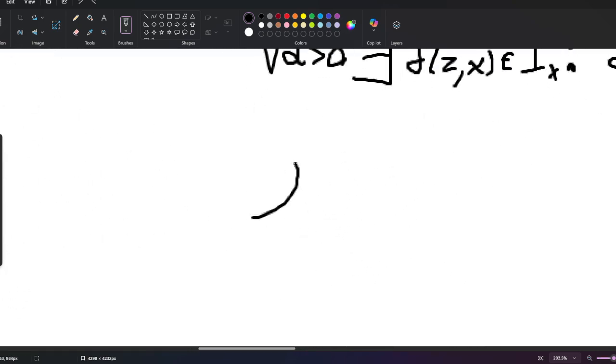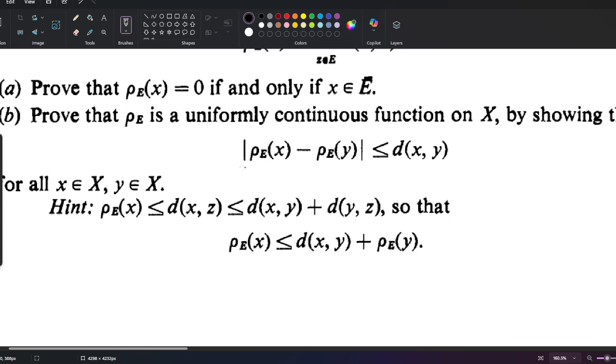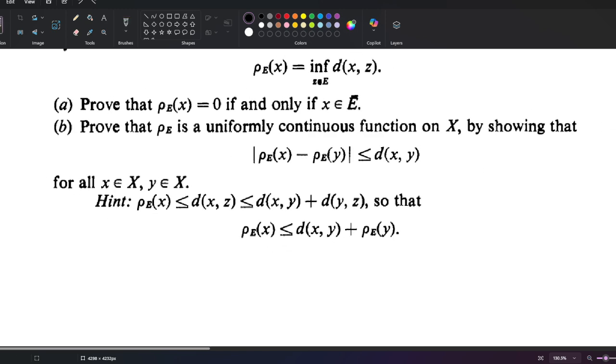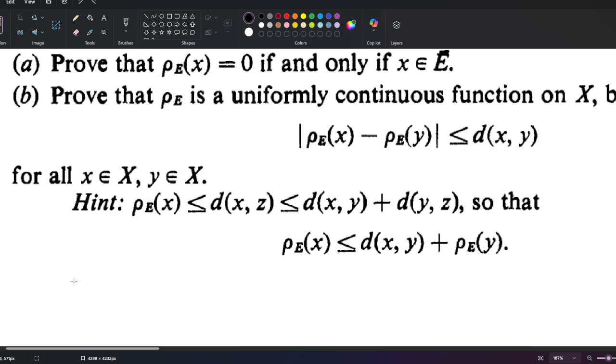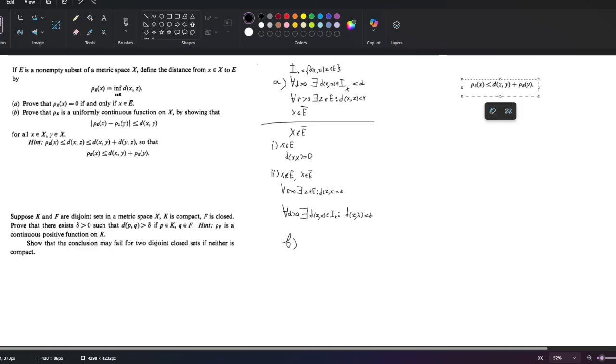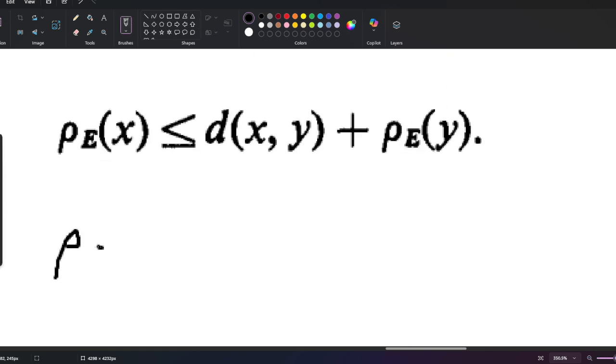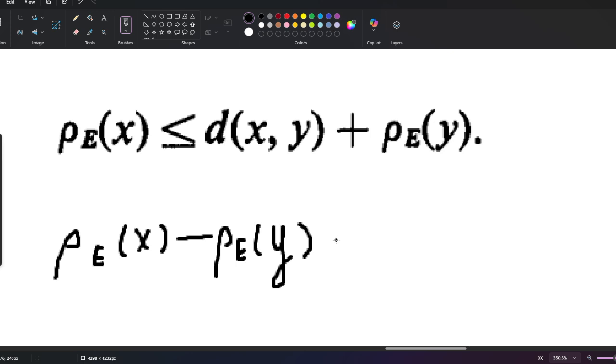Now if we look into point B, we're asked to prove that it's uniformly continuous on X by showing this inequality for x and y. And we're given a hint that severely simplifies it, because if we take this inequality and this inequality, here we can just move rho_E of y to the left-hand side, and get rho_E(x) minus rho_E(y) is less than or equal to d(x,y).